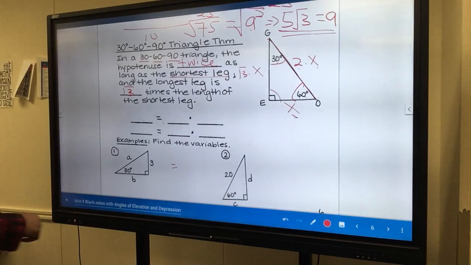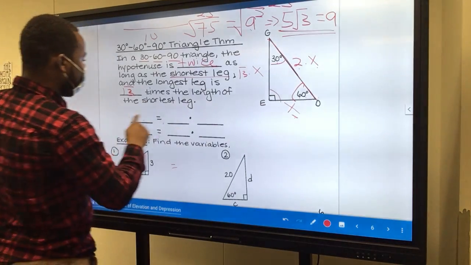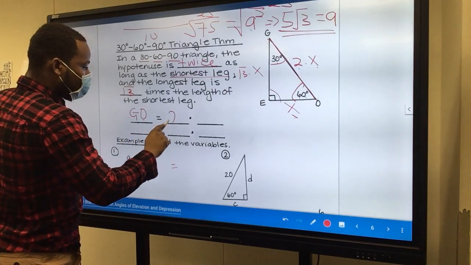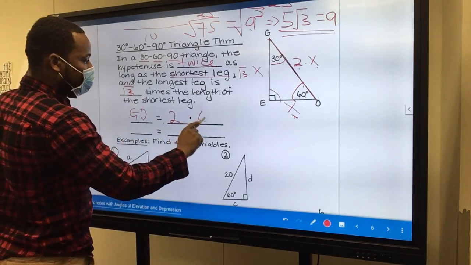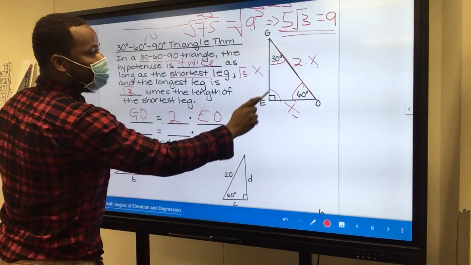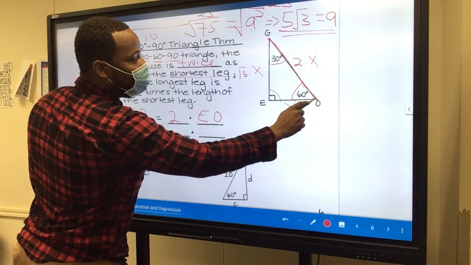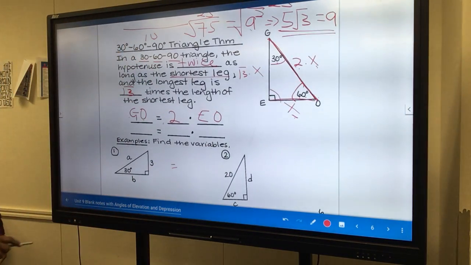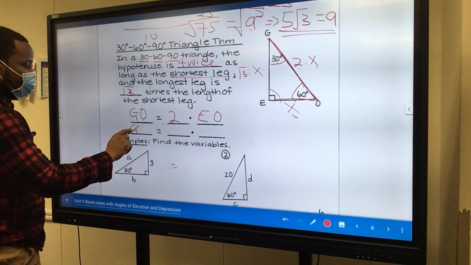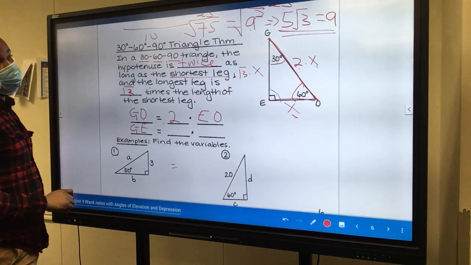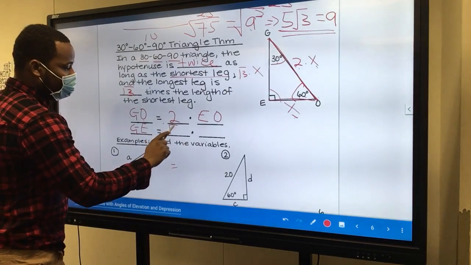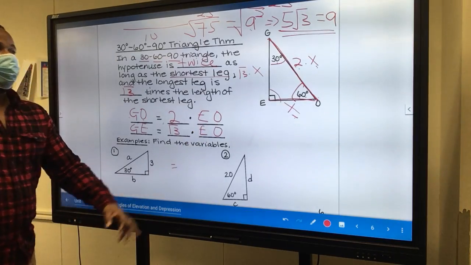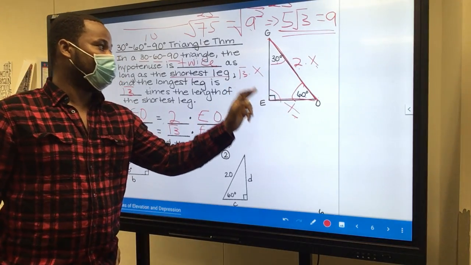Imagine that I know GO. GO will be equal to twice EO, right? 2 times EO, because the length from G to O is 2 times this, which is 2 times X. All right, and GE over there will be equal to √3 times EO. See how simple it is? It's very simple if you know what you are doing, okay?